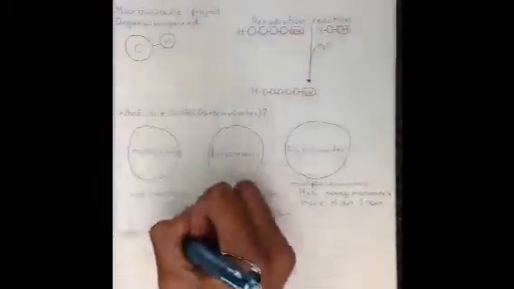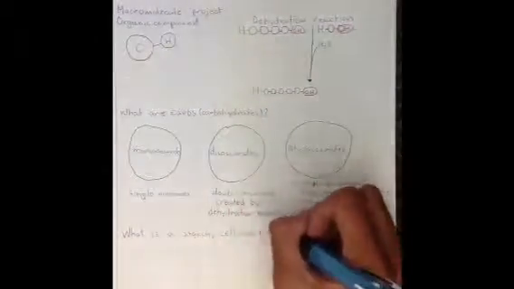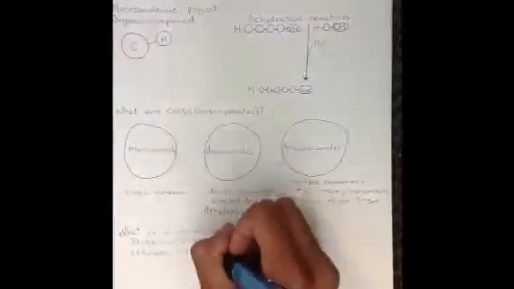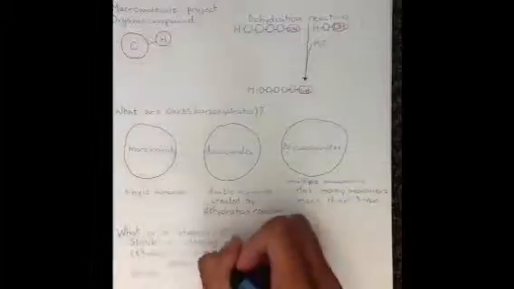What are starch, chitin, and cellulose? Starch is a storage polysaccharide. Cellulose is the most abundant organic compound on Earth, and chitin is a structural polysaccharide used in insects.